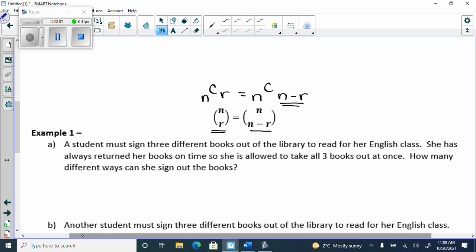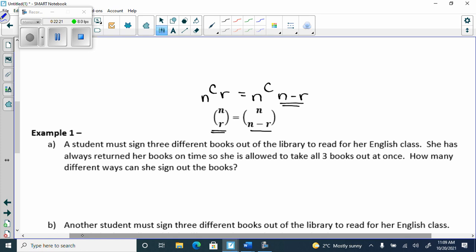So let's look at example 1. A student must sign 3 different books out of the library to read for her English class. She has to take out these 3 books. She has always returned her books on time, so she's allowed to take all 3 books out at once. How many different ways can she sign out the books? So she can go in, get her 3 books, take them all out at once and go.